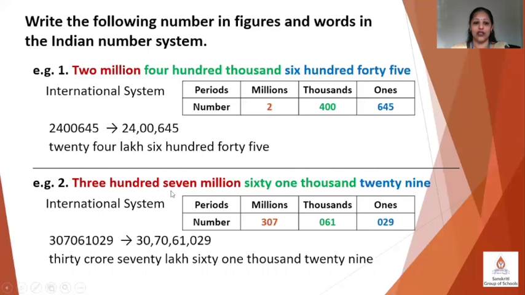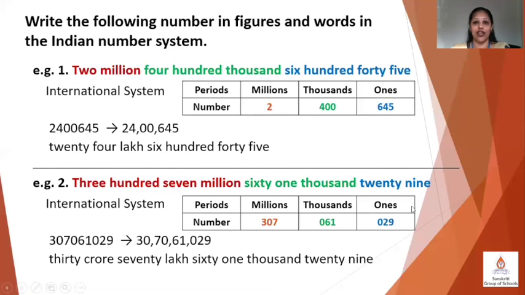It is 307,061,029. Now let's place this in the place value chart. We have 307 million in the millions period, 61,000 in the thousands period. Now we know that in the international number system, the thousands period has 3 digits. So 61 is written as 061 in the thousands period. And we write 29 in the ones period.